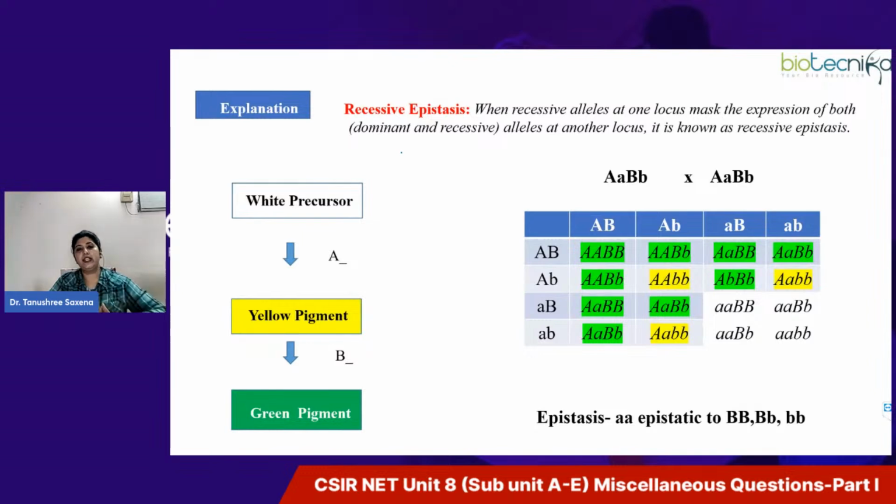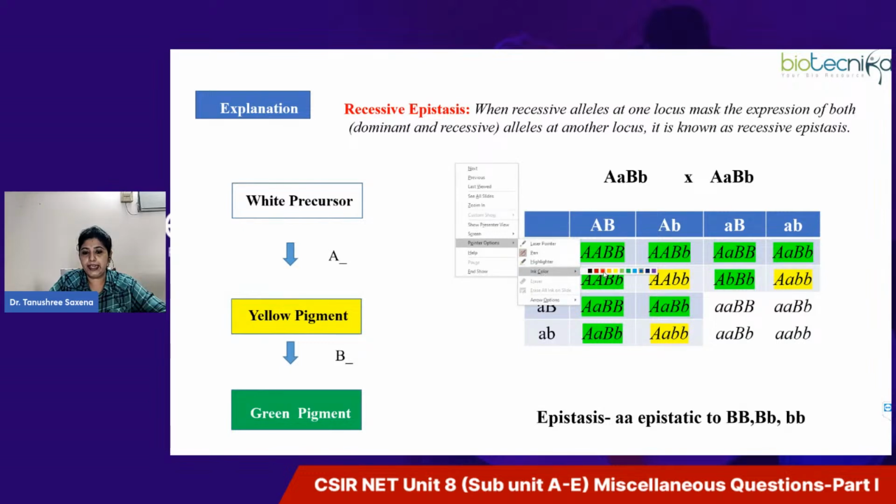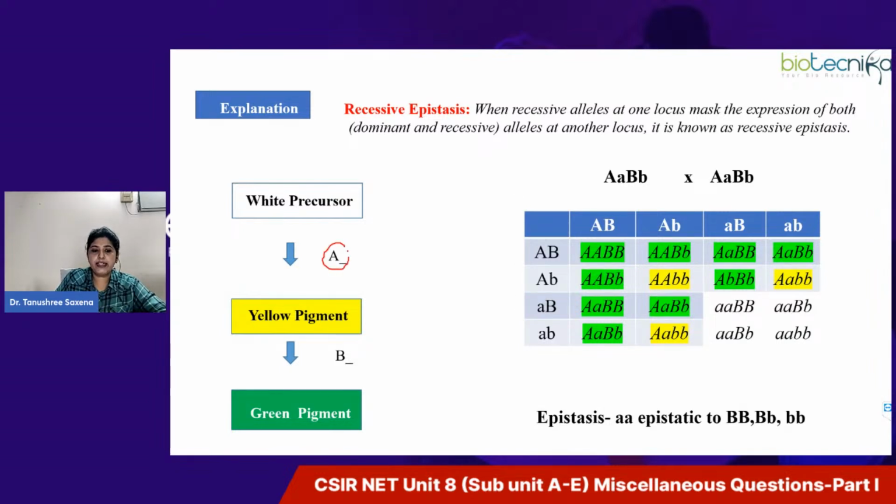So let me tell you, this is an example of recessive epistasis. As I explained in the previous slide, the white precursor is being converted by the normal allele, dominant allele A. And if this allele gets mutated, definitely the pathway will be blocked here, right? And this yellow intermediate which is formed is converted into the final product, which is green, by the product of gene B. But if this gene B gets mutated, you have a mutant allele, definitely the pathway will be blocked here, right?